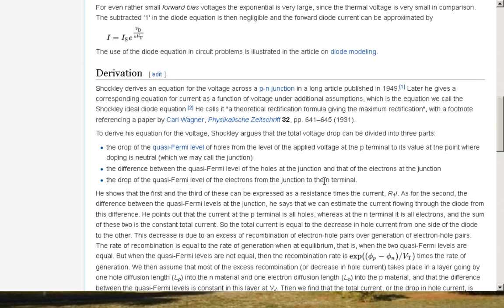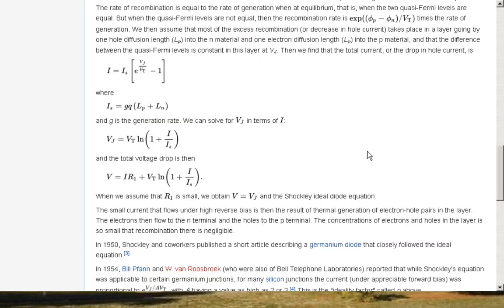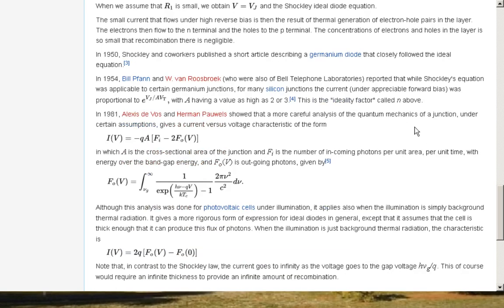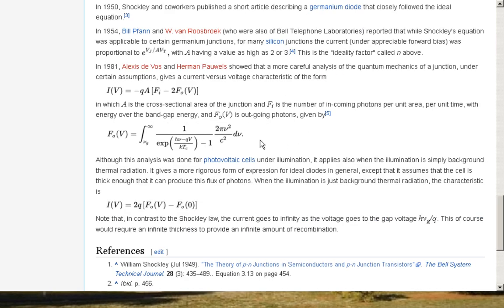Derivation. A is the cross-sectional area of the junction, and phi is the number of incoming photons per unit area per unit time, with energy over the band gap energy being the outgoing photons. It integrates between infinity and the band gap energy. This formula is the outgoing photons.